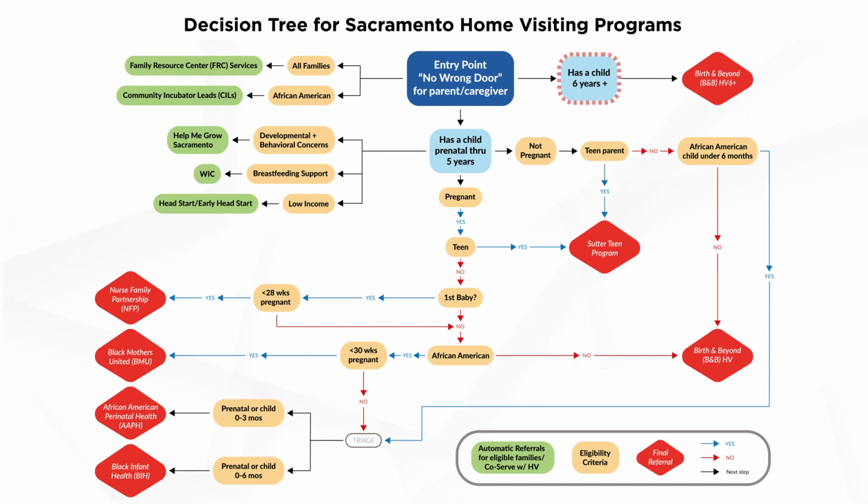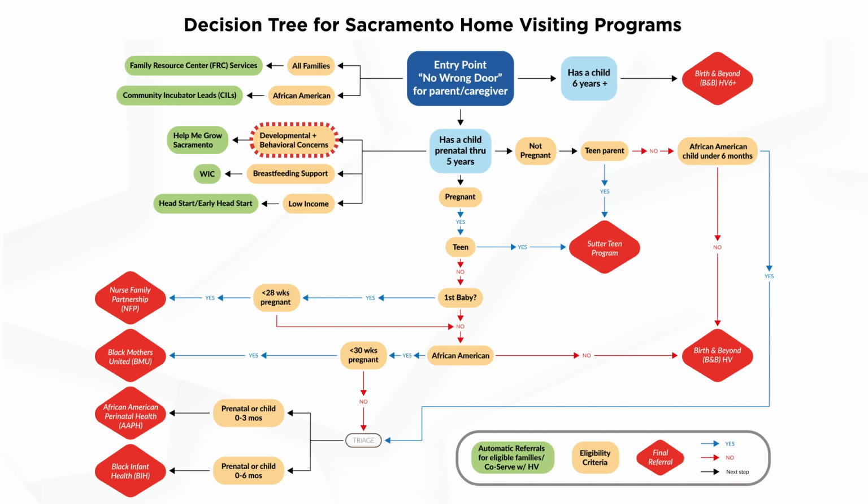If the parent only has a child 6 years or older, they should be referred to Birth and Beyond Home Visiting 6+. This is the only program for home visitation that will serve families with children 6 years and older. However, most parents will have children from prenatal through 5 years old. In those instances, the first thing you want to do is assess the family for automatic referrals.